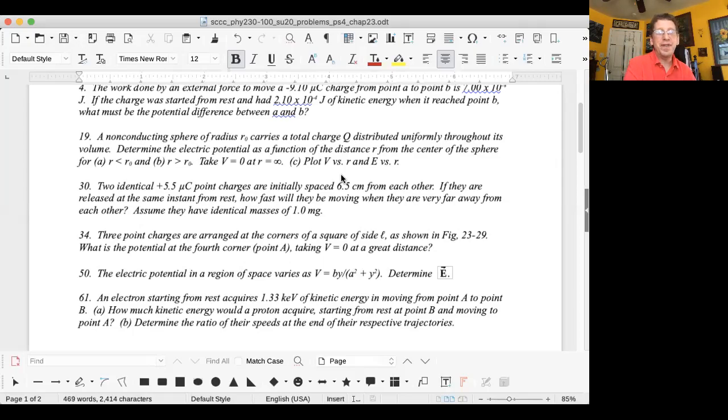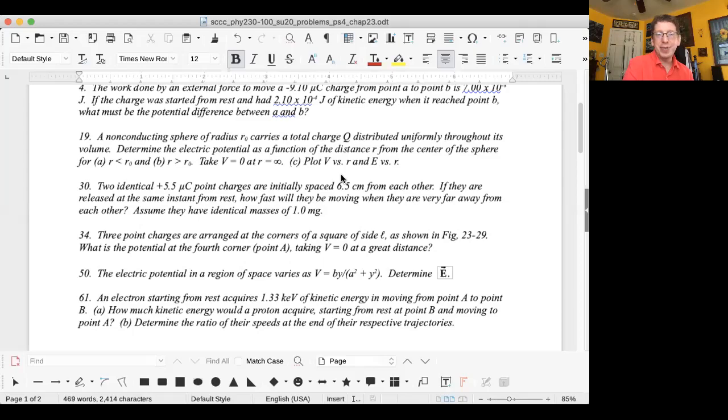Then for question 50, the electric potential in a region of space varies according to that function. So it's a function of y. Determine the electric field. And so again, this is calculus. You're going to need to take the derivative of V to figure out the electric field and to figure out which direction it's going in. Assume you're in an XYZ coordinate system.